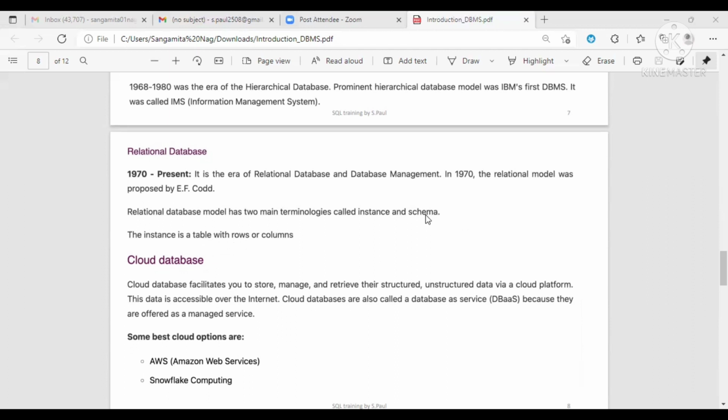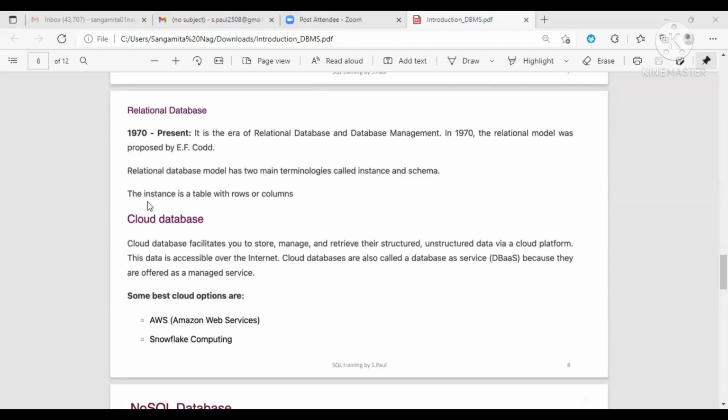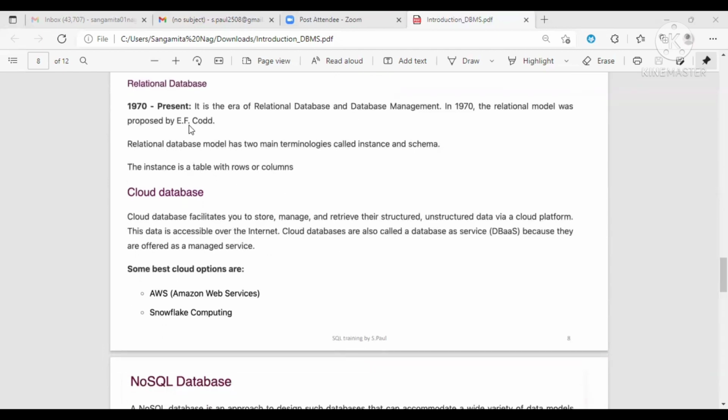Understand this: schema will just give you an idea of how the table should be designed, what the table contents will be and all. But the actual table that is designed, we call it an instance, and that instance, which is a table, will contain rows and columns. Relational databases are still going on in the market. There are a lot of advancements being made in this area, and we are still using them, like Oracle, SQL Server, MySQL, Teradata, Netezza, all good.